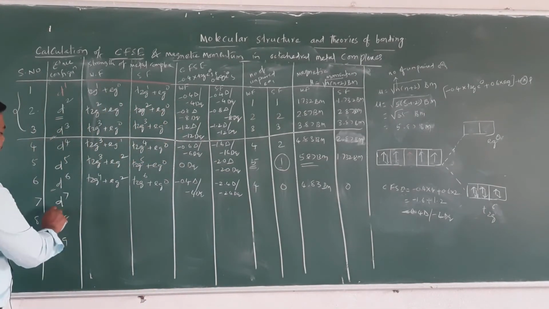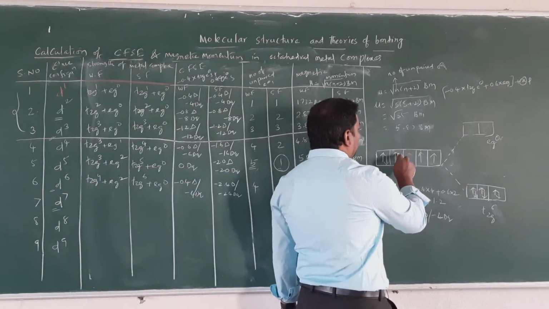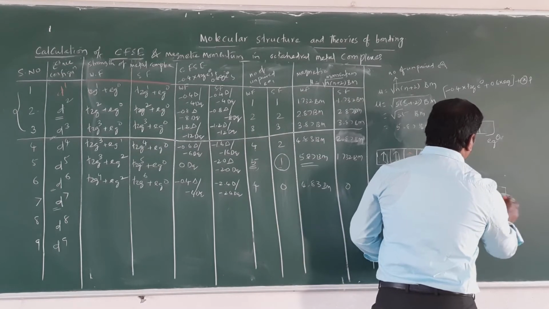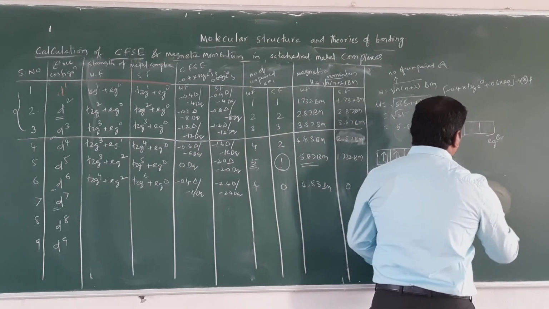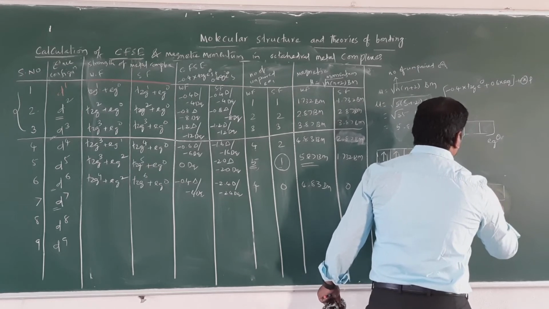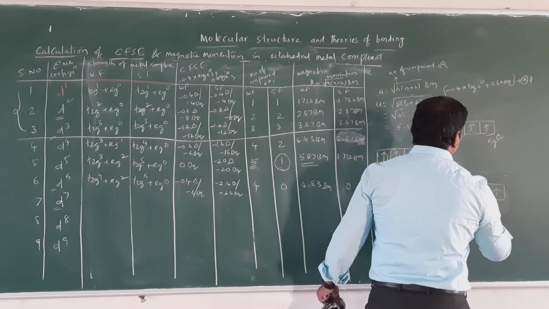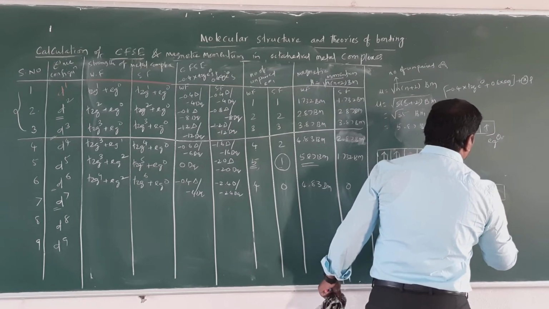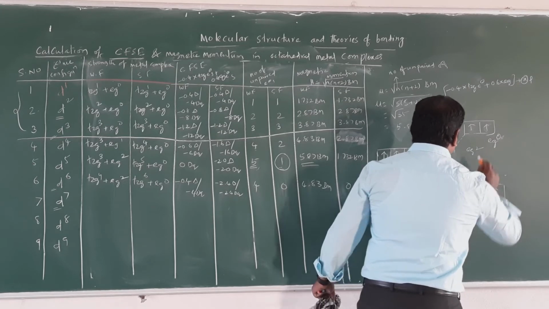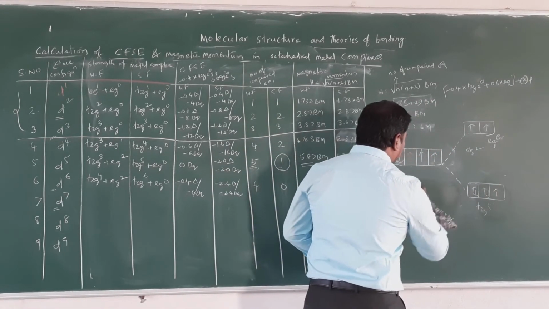Next, the d7 configuration. For d7 configuration, one more electron is going to be paired up. We will see the weak field complex first, then we will move to the strong field. So 1, 2, 3, this is the t2g level, then 1, 2, 3, 4, 5, 6, 7. So for the weak field complex, it is t2g5 and eg2.